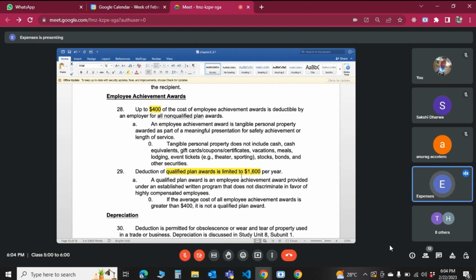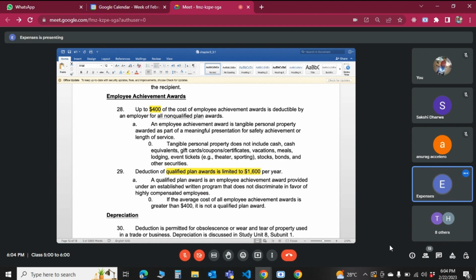What is a qualified plan? We already talked about it, not once, but at least two times. There has to be a plan in place. It has to be in writing. There should not be any discrimination. It has to lay down all the conditions, when the employee gets an award, everything in writing, and it should be consistent for everyone in the company.